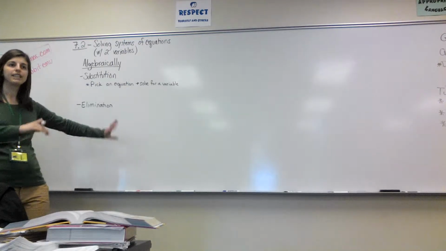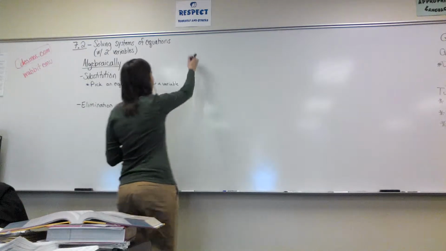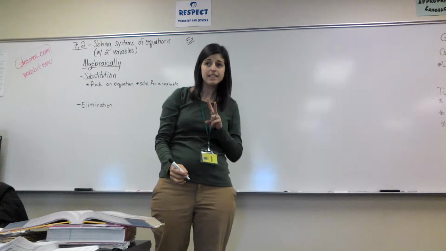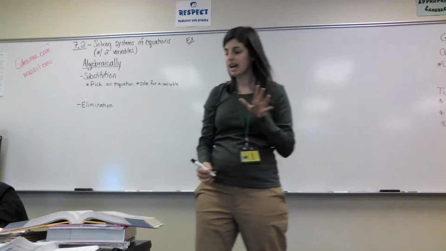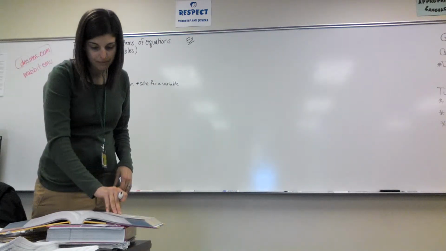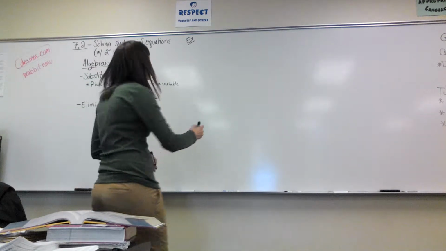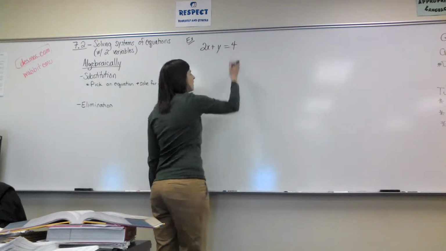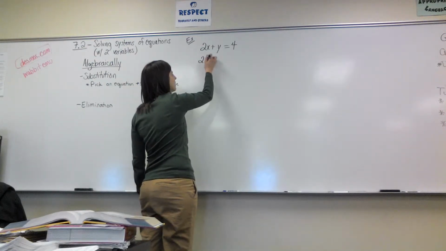So let's do an example at the same time that we're writing this down. Okay, so you're going to pick an equation and solve for a variable. Here's the first example. Now I'll tell you this, we're going to do this example twice. All right, two ways. We're going to do it with substitution and with elimination. It's not going to take super long either way. All right. So 2x plus y equals 4. And 2x minus y equals -1.